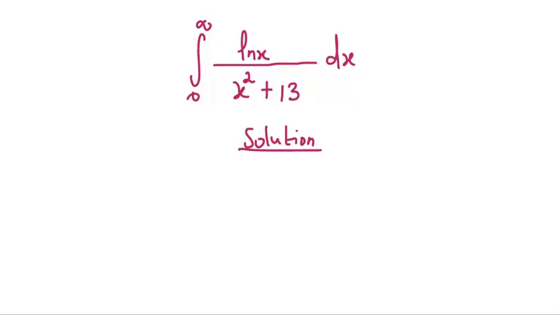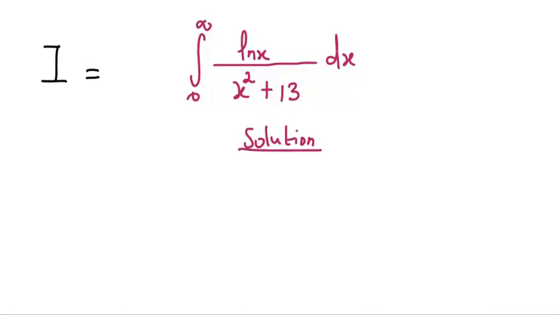Hello, you're welcome. Today we're going to find this improper integral: the integral from 0 to infinity of the natural log of x divided by x squared plus 13, dx. So let's see how we're going to solve this problem. Here, let's call this integral I.